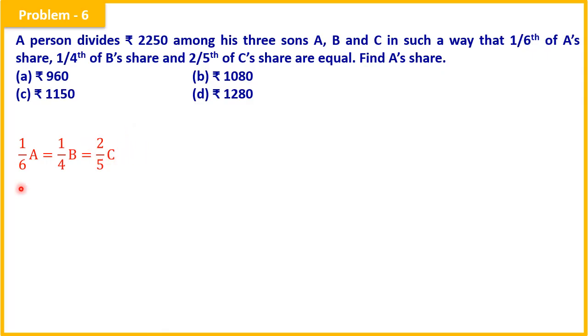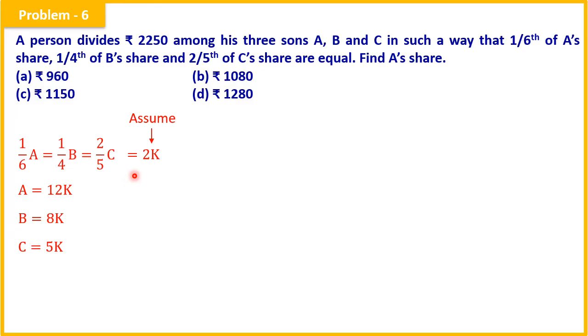So to avoid that, I will equate it to, let us say, 2k. If this is equal to 2k, what will be A share? It is 6 multiplied by 2k, that is equal to 12k. What will be B share? It is 4 multiplied by 2k, that is equal to 8k. And what will be C share? That is equal to 2k multiplied by 5 by 2, that is equal to 5k.